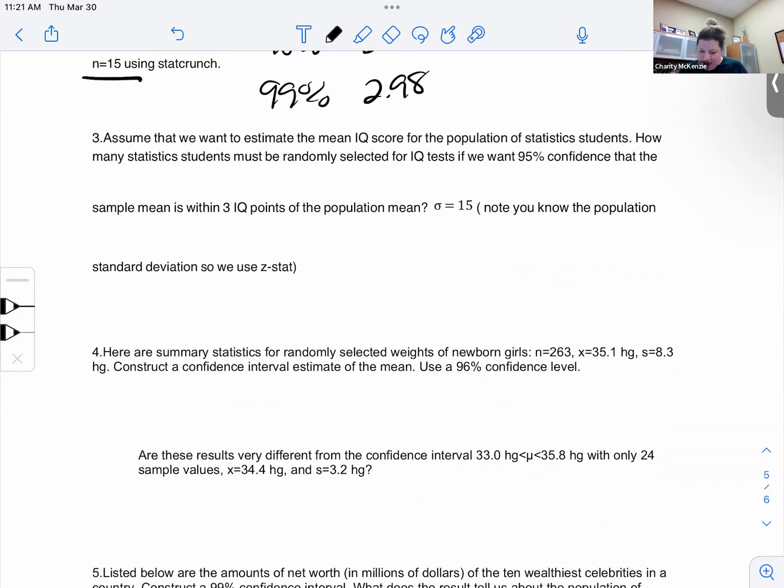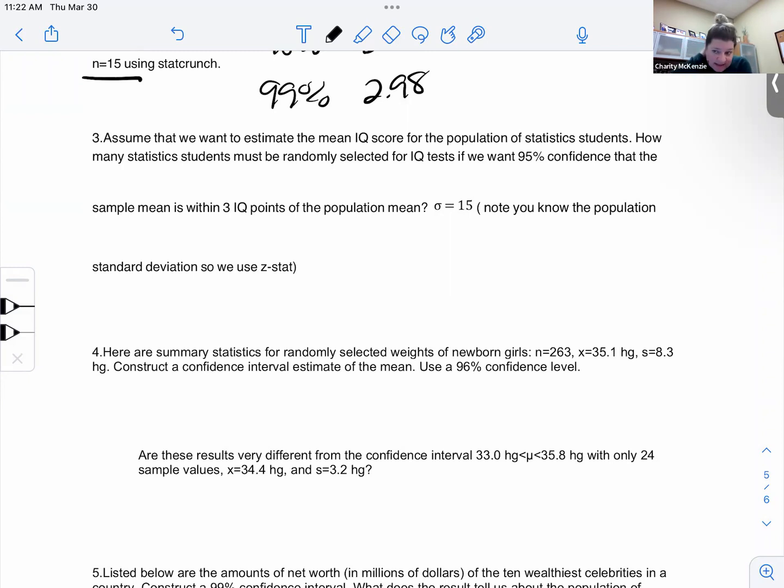Okay, I'm going to do problem 3 here. Assume that we want to estimate the mean IQ for a population of statistics students. How many stat students must be randomly selected for IQ test to be 95% confident, blah, blah, blah. So we are asked on this one, how many must be randomly selected? How many is our sample size?